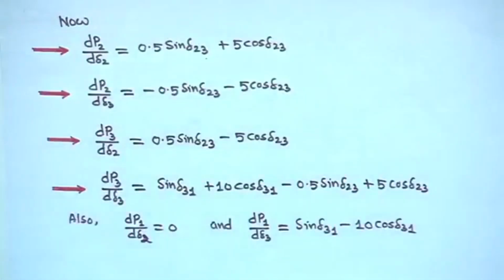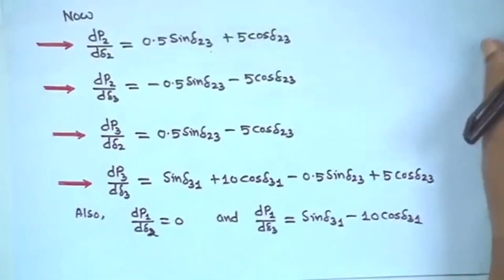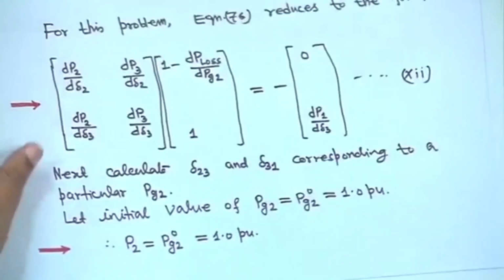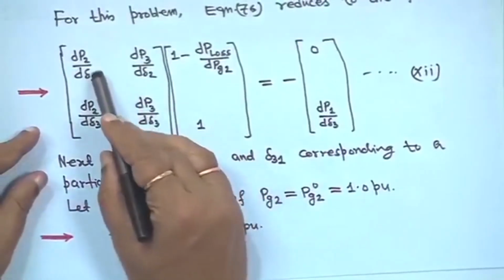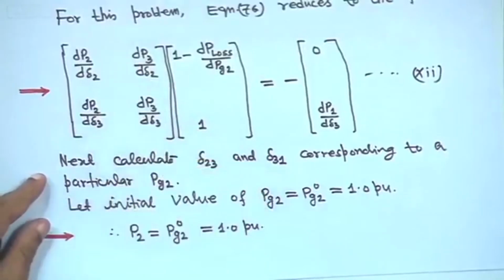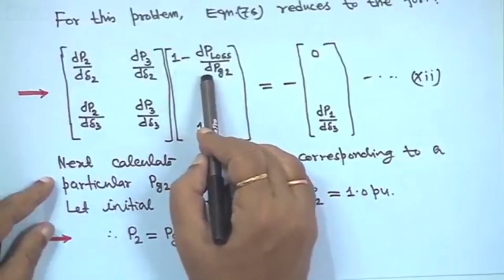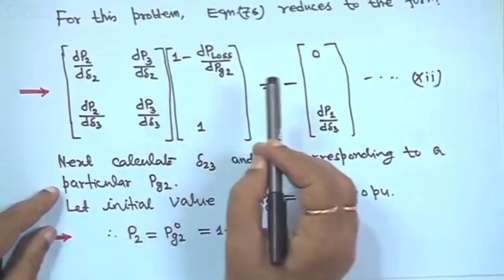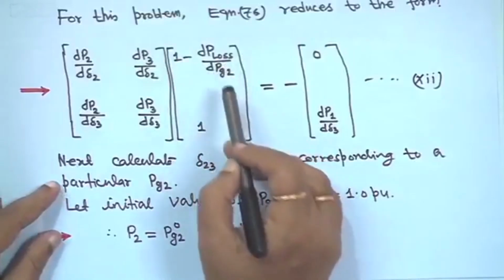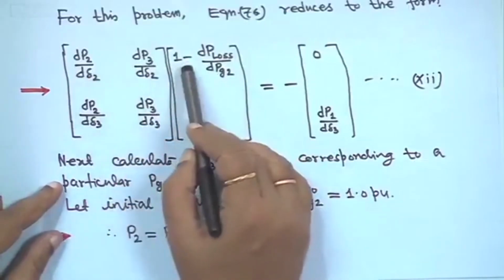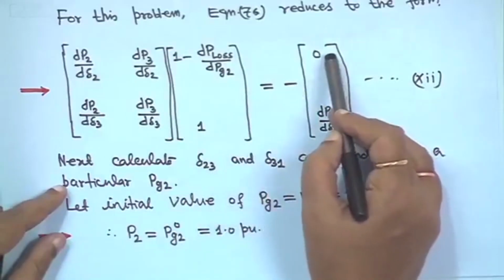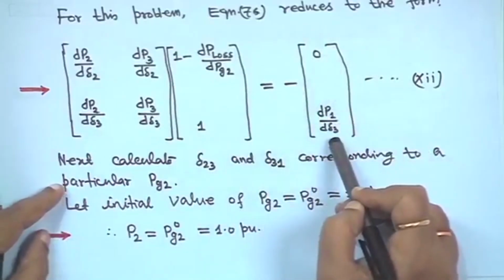Once you do so, the equation 76 that we have derived will be reduced to this form. This matrix will be dP 2 by d delta 2, dP 3 by d delta 2, dP 2 by d delta 3, dP 3 by d delta 3. Only bus 1 is the slack bus, one bus is a load bus and another bus is a generator bus, that is bus 2. So, this is equal to 1 minus dP loss by dPg 2, and this is 0 and this will be dP 1 by d delta 3.